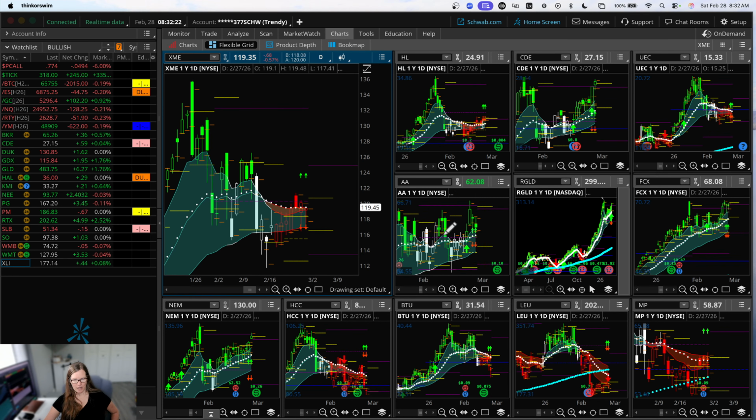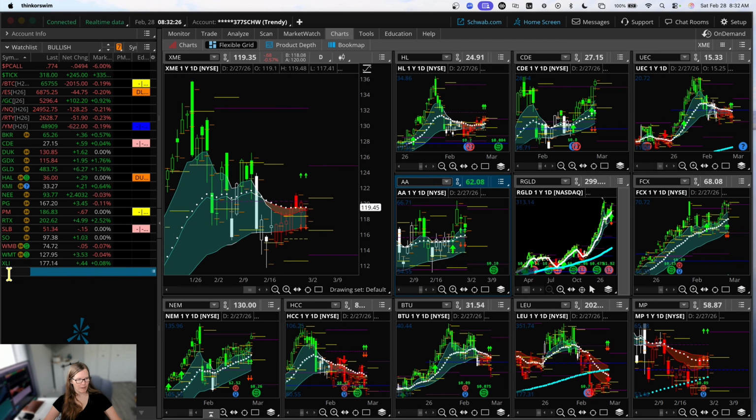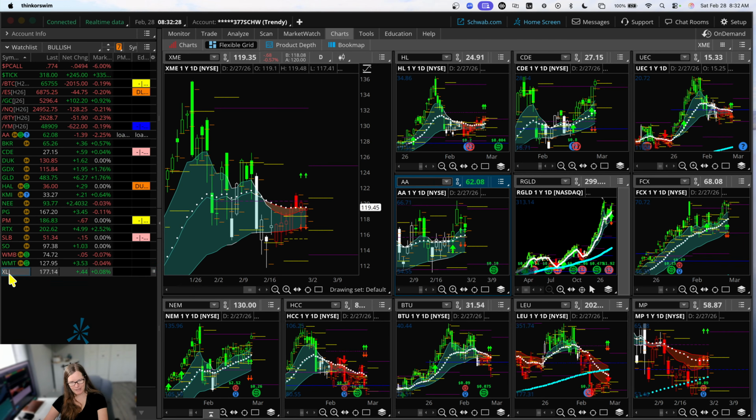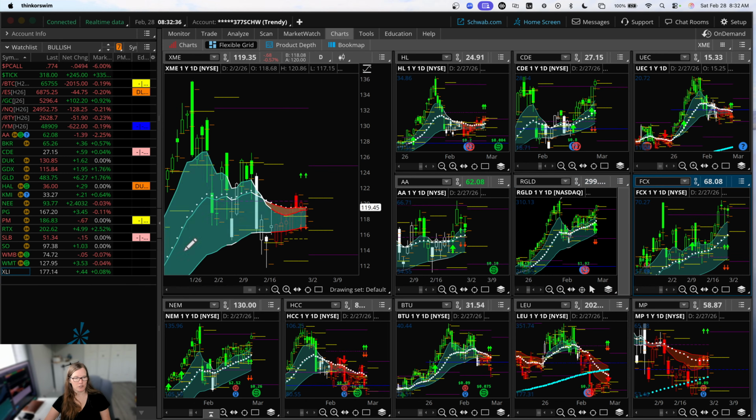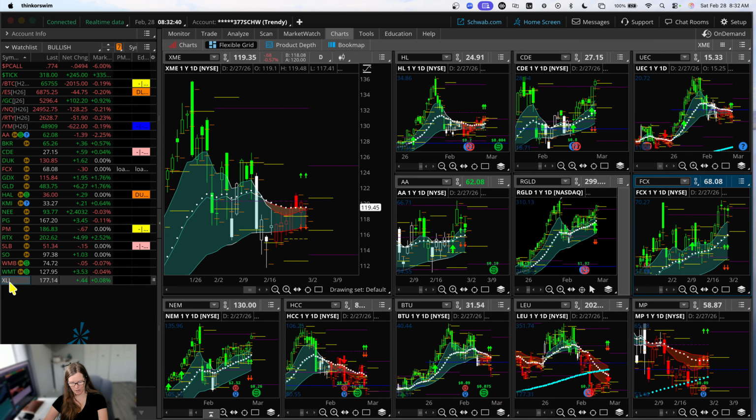Alcoa looks good here. I'll add Alcoa back to my list. And then Royal Gold looks great. It's just too expensive for me to trade. Freeport looks good with a pullback. I would need to see a pullback, so I'll add Freeport.